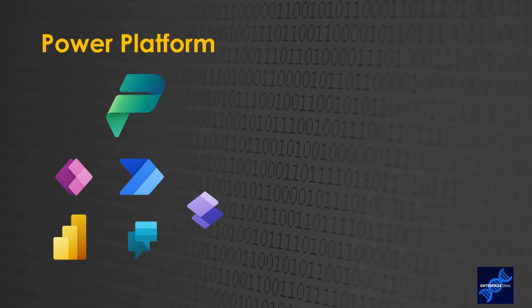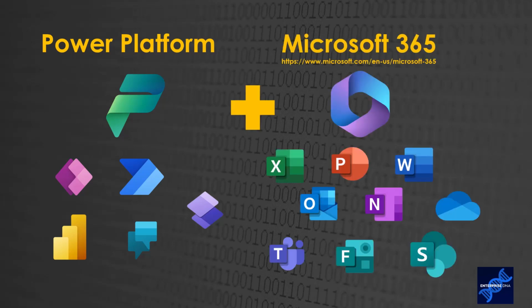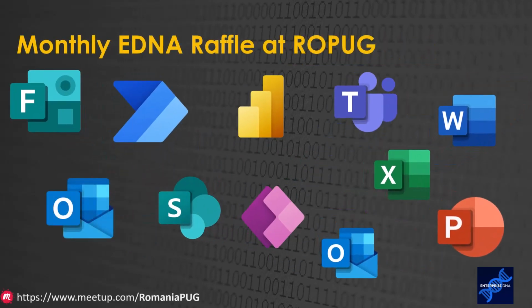Considering both the Power Platform and Microsoft 365 range of products, all powerful and well designed to work together, when offering the prizes from Enterprise DNA to Romania Power BI user group members, I thought it would be nice to use some of them. And using these is how we've managed to integrate Microsoft 365 with Power Platform to run the Enterprise DNA raffles on a monthly basis for Romania Power BI user group, as follows.